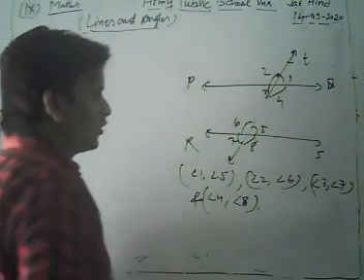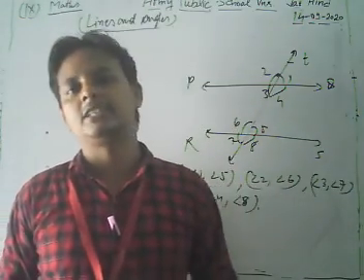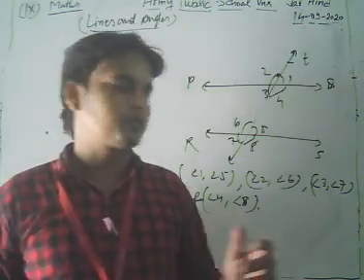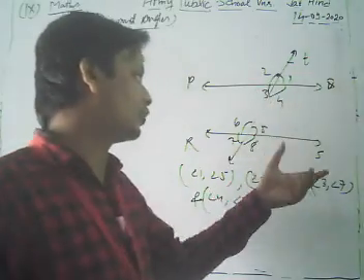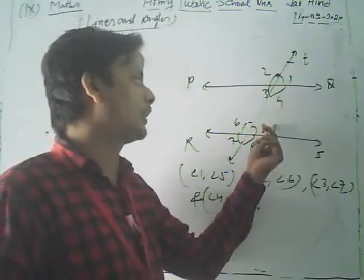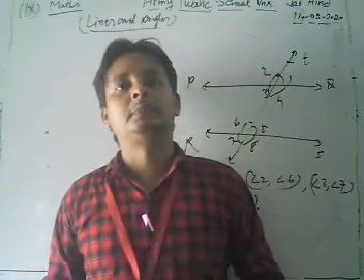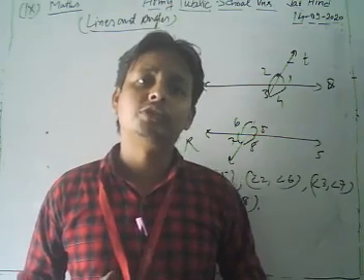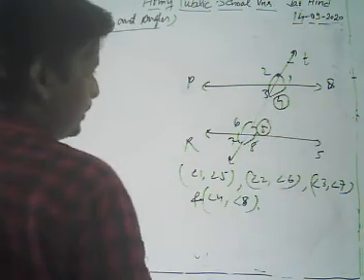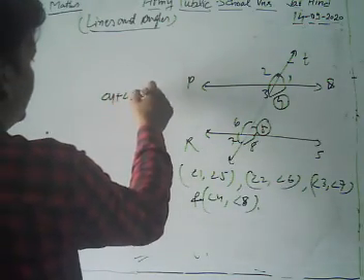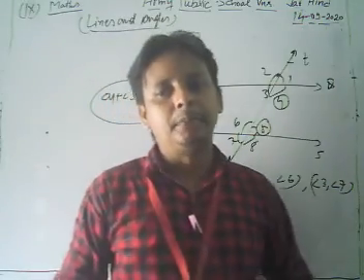One important concept regarding corresponding angles: when two lines are parallel to each other and cut by a transversal T, then the pairs of corresponding angles are always equal to each other, and the pairs of alternate interior angles are also equal, meaning angle 3 is equal to angle 5 and angle 4 is equal to angle 6. And the pair of consecutive interior angles are supplementary to each other, meaning here angle 4 and angle 5 are supplementary angles. So angle 4 plus angle 5 is equal to 180 degrees. All this concept was discussed in the previous class.